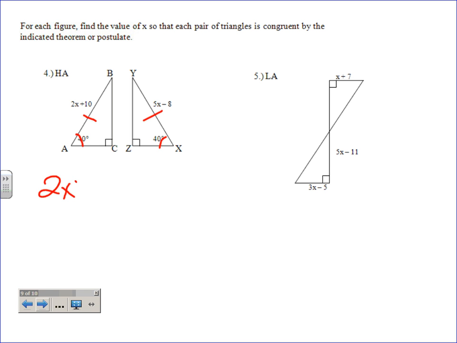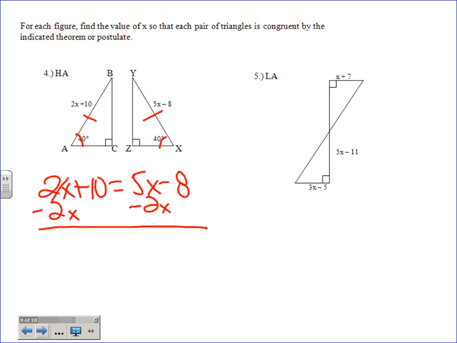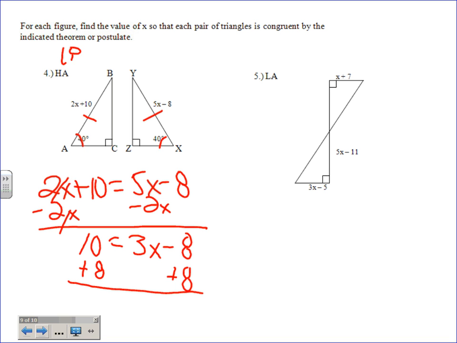So in other words, 2x plus 10 would equal 5x minus 8. Doesn't this boil down to the same work you did in chapter 4? That's just different letters. So let's subtract 2x. These are gone. 10 equals 3x minus 8. Add 8. So 18 equals 3x. Divide by 3. X is 6.